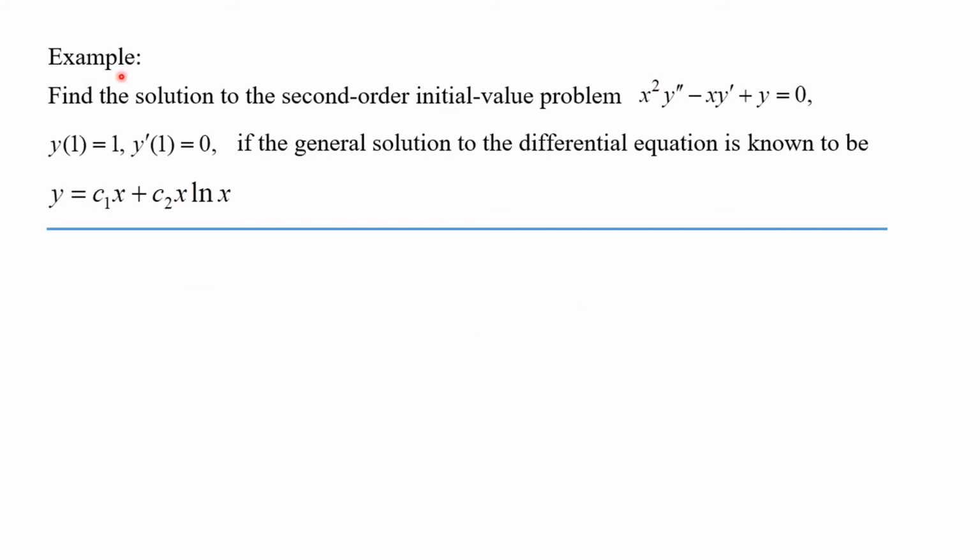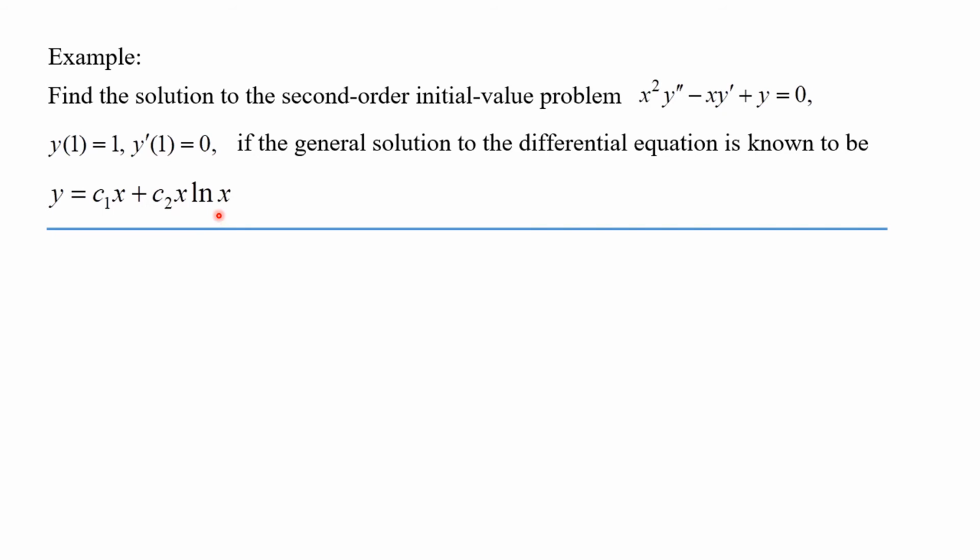Second example, find the solution to the second order initial value problem x squared y double prime minus xy prime plus y equals 0, y of 1 equals 1, y prime of 1 equals 0, if the general solution to the differential equation is known to be y equals c1 x plus c2 x ln x.